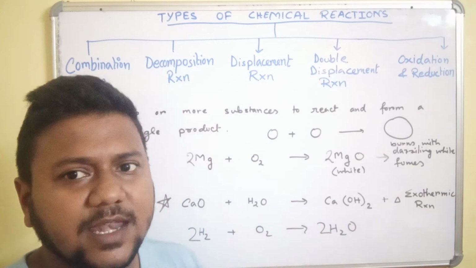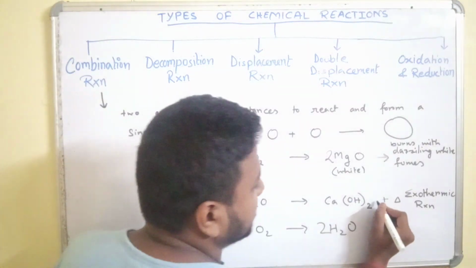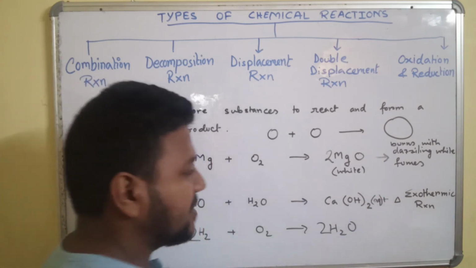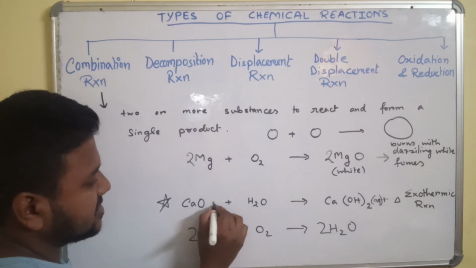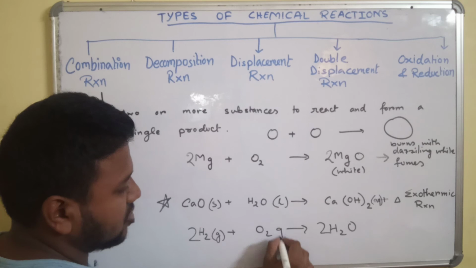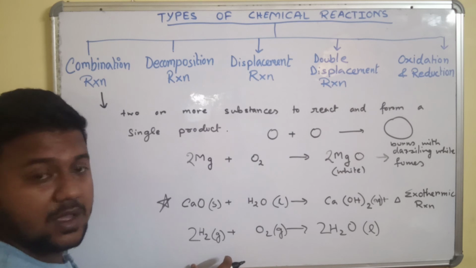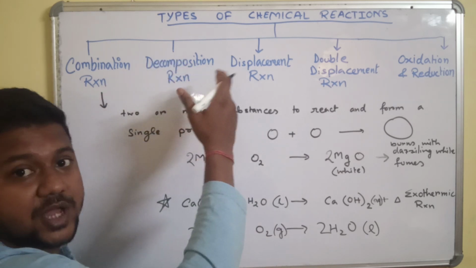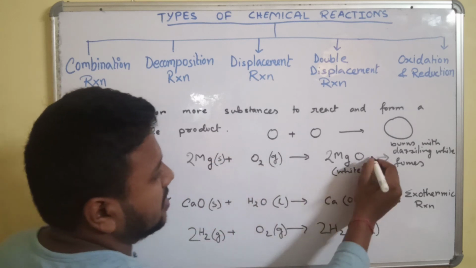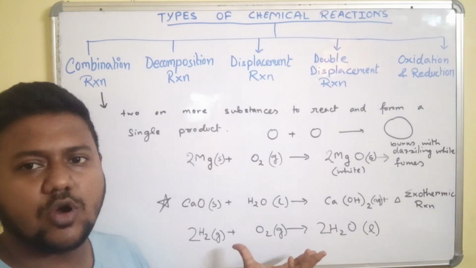Very clearly, again, we know that this calcium hydroxide remains in the aqueous phase. We have learned how to write the physical states. Over here, calcium oxide is a solid reacting with a liquid, hydrogen gas reacting with oxygen gas, giving a liquid. We must make sure that when we are writing a chemical equation, be it a combination reaction, decomposition reaction, or displacement reaction, we write the physical states of the reactants and products. Okay, so this was your combination reaction.